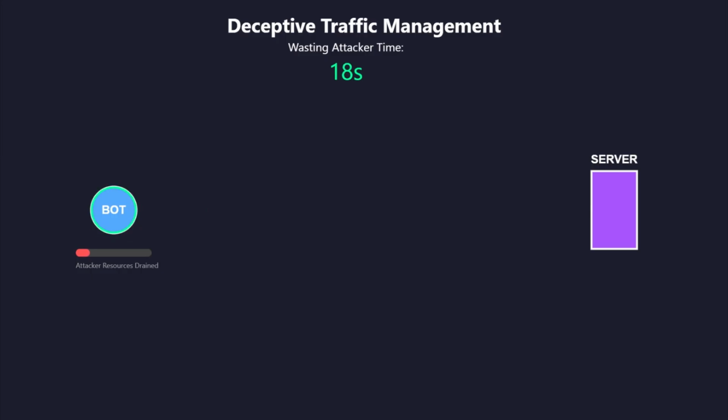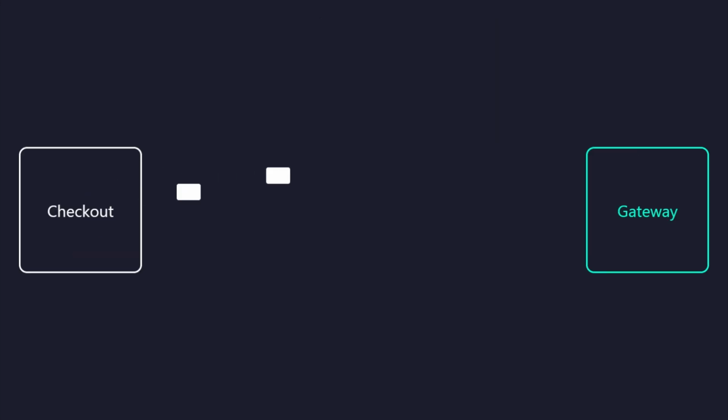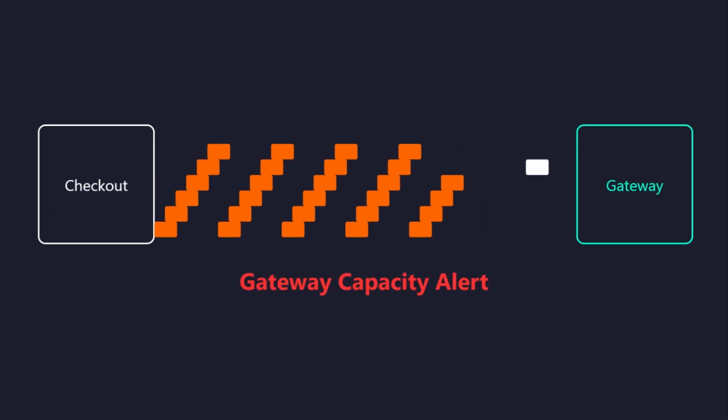Respond to detected bot requests with deceptive status codes. Instead of a standard error, you might return a success code, but without actually processing the payment, which wastes the attacker's time and resources. Monitor the prevalence of virtual or disposable cards in your checkout flow.